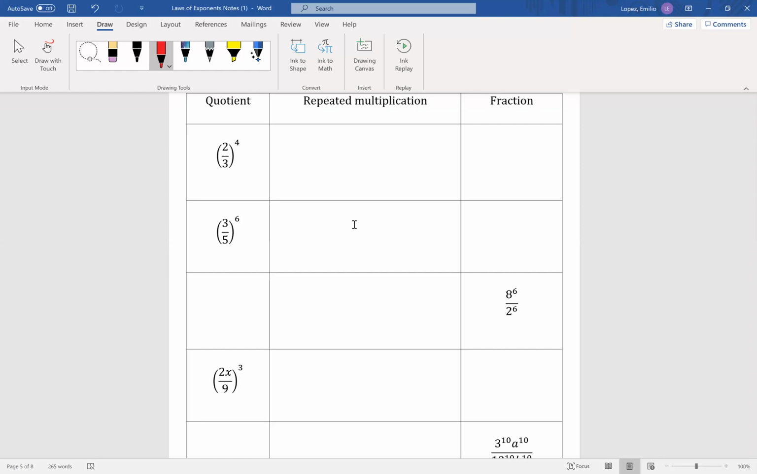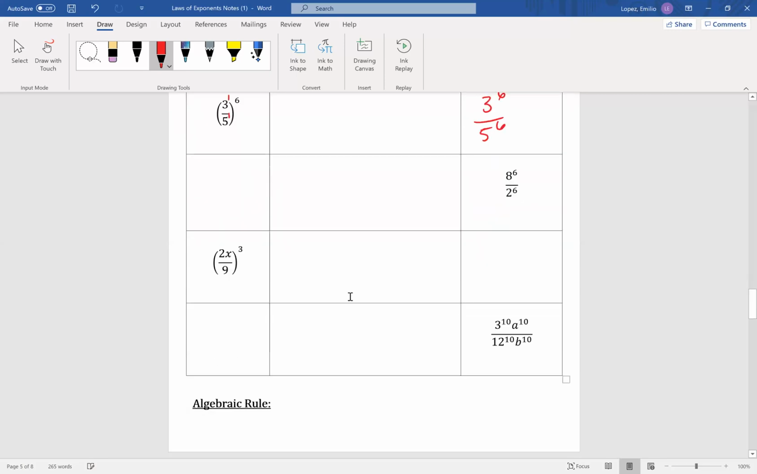If you have a fraction, you do the same thing with a power to a power. You put 1 here, and you multiply the 4 to both of those 1s. So this would be 2 to the 4th power and 3 to the 4th power. If you do this one here, you put 3 to the 1st power, 5 to the 1st power, and you multiply both 1s by 6. So that would be 3 to the 6th power divided by 5 to the 6th power. Pretty easy, pretty straightforward.